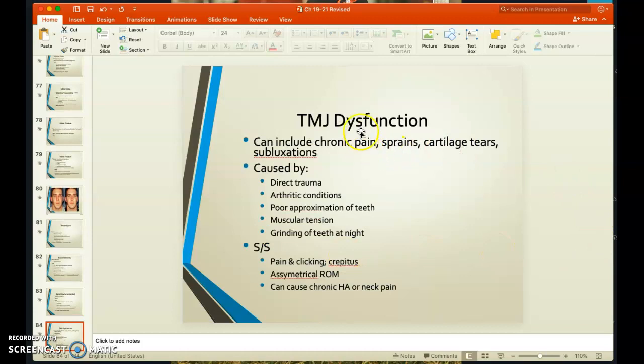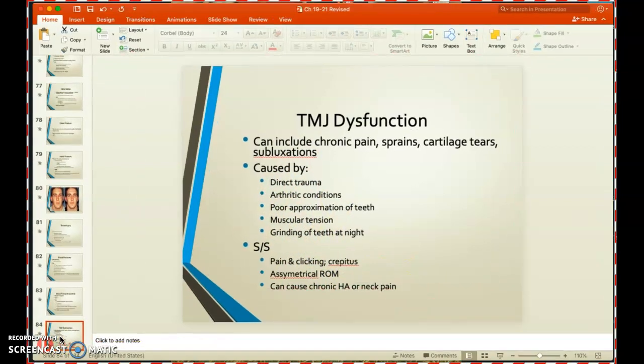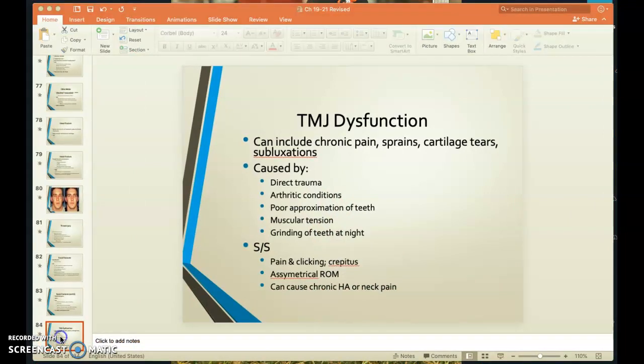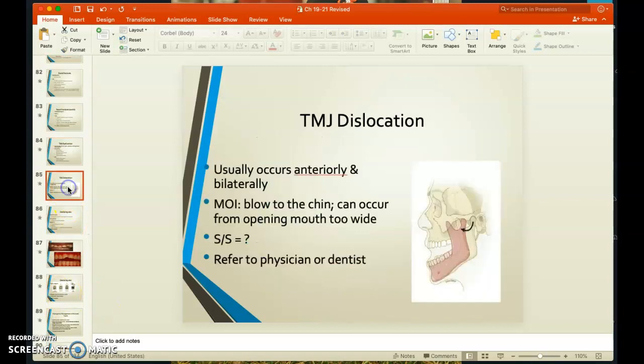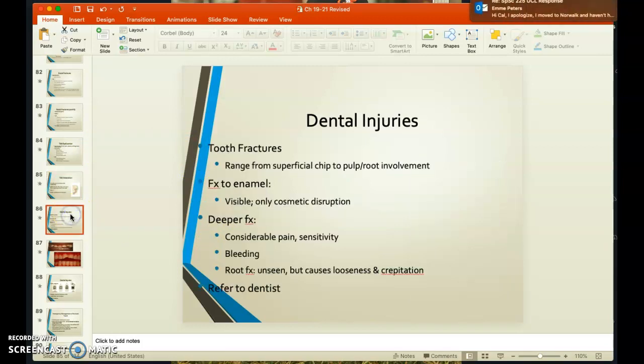TMJ, wide range of injuries, as you can see. Many of us grind our teeth at night and don't even know it, but there's a lot of different issues. If you're dealing with someone that has chronic headaches or neck pain, don't rule out TMJ dysfunction. TMJ dislocation, I'll post a video so you can see where the jaw actually dislocates. Pretty cool to see, but the jaw basically just gets stuck.